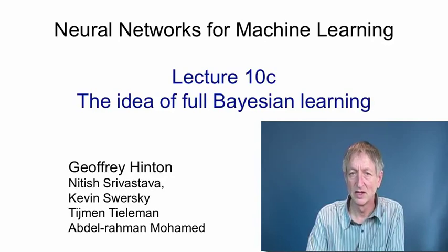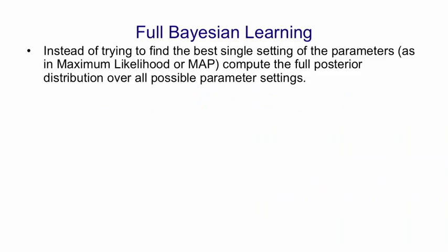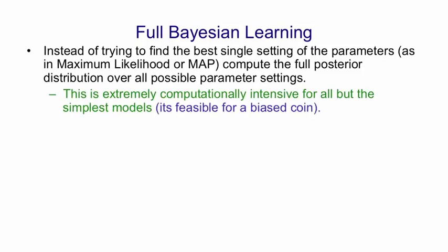In this video, I'm going to return to the idea of full Bayesian learning and explain a little bit more about how it works. And then in the following video, I'm going to show how it can be made practical. In full Bayesian learning, we don't try and find a single best setting of the parameters. Instead, we try and find the full posterior distribution over all possible settings. That is, for every possible setting we want a posterior probability density, and all those densities we want to add up to 1. It's extremely computationally intensive to compute this for all but the simplest models.